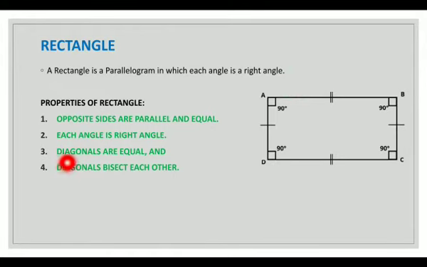The third property, diagonals are equal. There are two diagonals in a rectangle, AC and BD. These are the diagonals of a rectangle and they both are equal. Diagonals bisect each other. The diagonals of a rectangle bisect each other and they intersect at O.